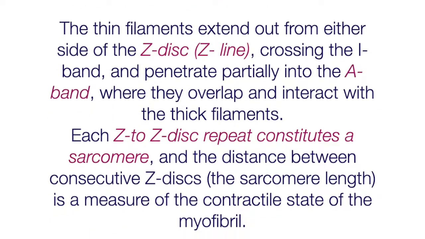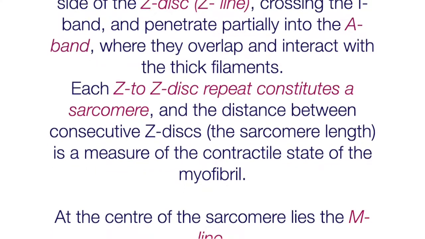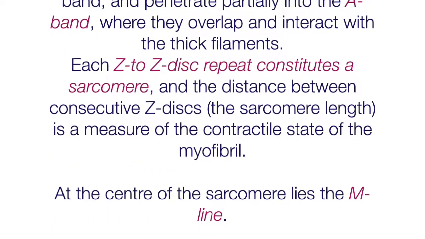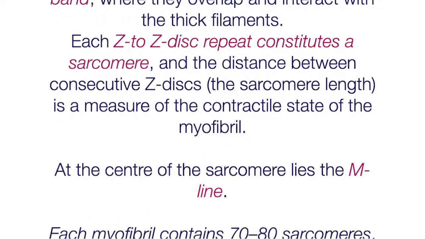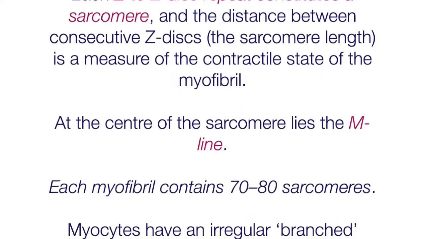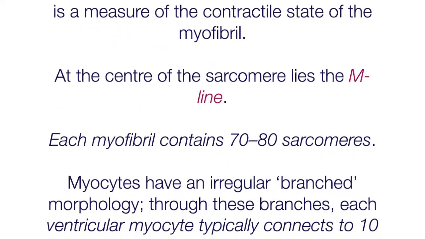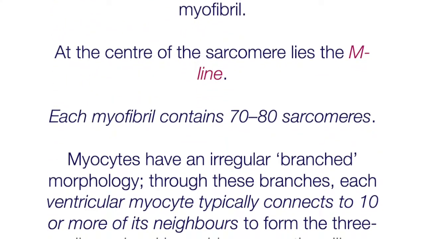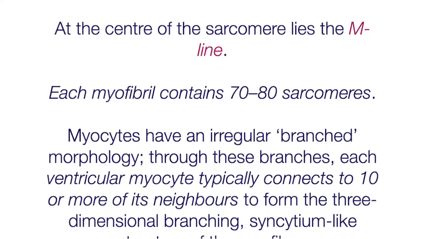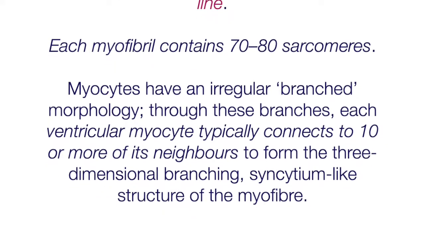Each Z to Z disc repeat constitutes a sarcomere, and the distance between consecutive Z discs, the sarcomere length, is a measure of the contractile state of the myofibril. At the center of the sarcomere lies the M line. Each myofibril contains 70 to 80 sarcomeres.